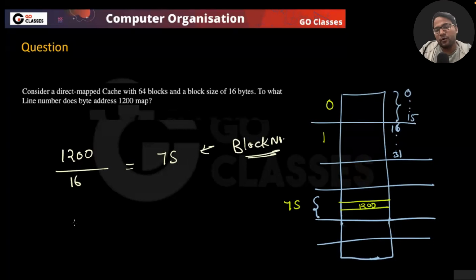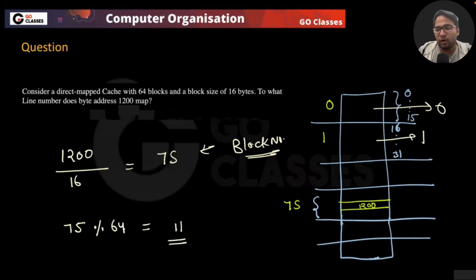Now, once you have the block number, you want to know which particular line it belongs to. This is line number 0, this is line number 1, and so on. To get the line number from the block number is very easy. We have been doing it: we do the mod. So mod 64, which means the remainder will be 11.